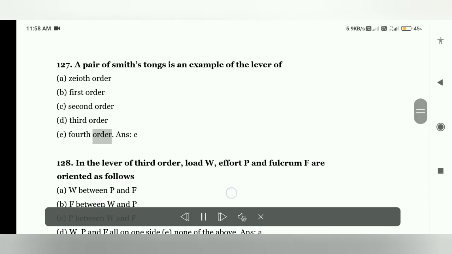This is an example of a lever of: zeroth order, first order, second order, third order, fourth order. Answer C.